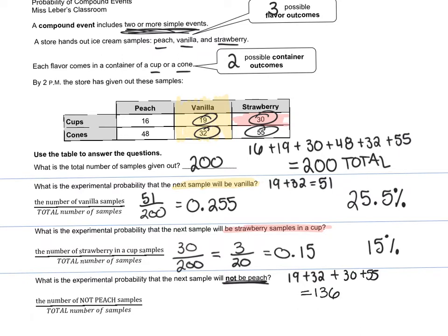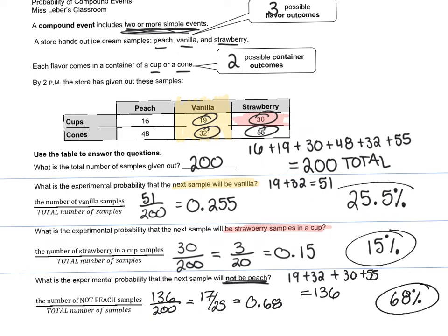You also could have added up the peaches and subtracted from 200. So that would be 136 that are not peach over 200. And again, you can simplify that fraction using your calculator. That is going to simplify down to 17 over 25, which as a decimal is going to give me 0.68 or 68%. So again, there's going to be all different kinds of ways to get these whole not questions. You could have added up the number of peach and subtracted from the total. You could have, again, done the whole thing where you count up the ones that are not peach. Again, always trying to use the table to make it easier for you to break down.